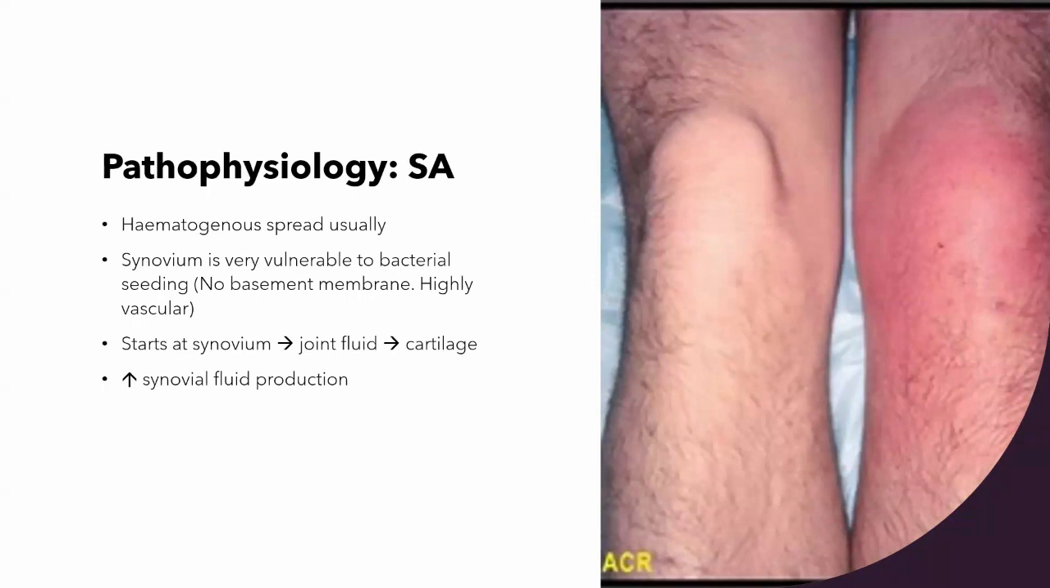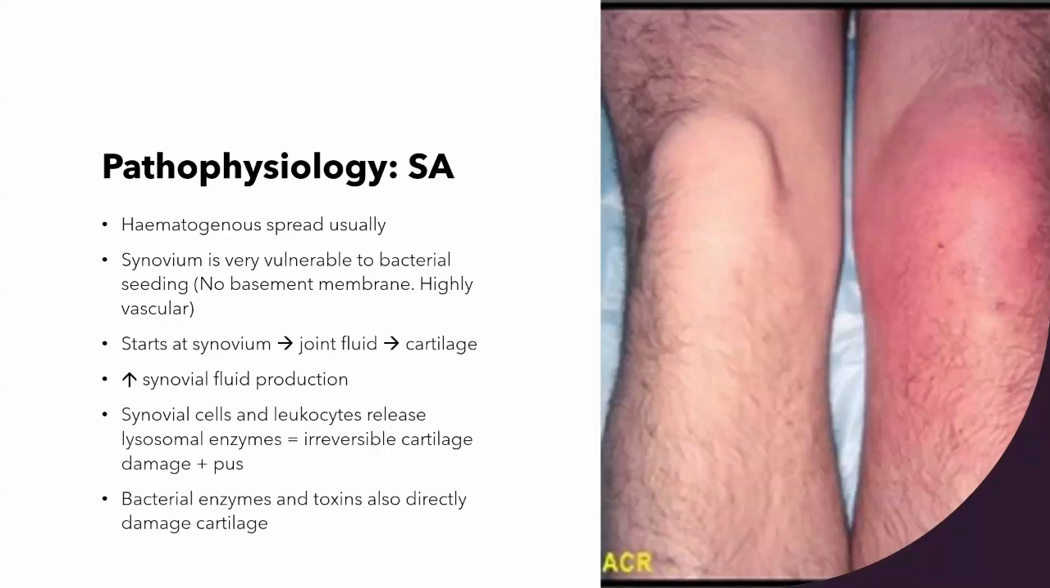And once the joint space is involved, you have increased synovial fluid production. And this ultimately leads to cartilage destruction. And this is from the synovial cells themselves, as well as the bacteria and their toxins. The smallest bacterial load can produce a profound inflammatory response. And what's tricky is down the line, these pathogens can be cleared from the synovium, but you still sit with the effusion. You might end up tapping this and getting a sterile inflammatory aspirate. We'll talk about tapping the joint later.